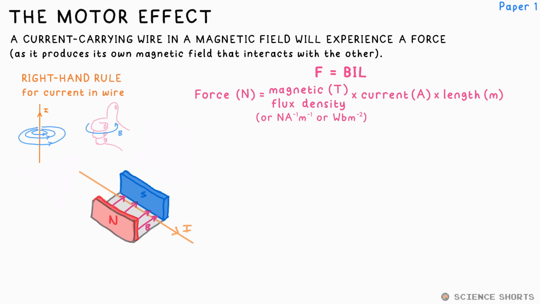Rearranging the equation for B also shows us that an alternative unit for flux density is newtons per amp per meter. Note that this equation only works as it is if the current and magnetic field lines are perpendicular to each other.